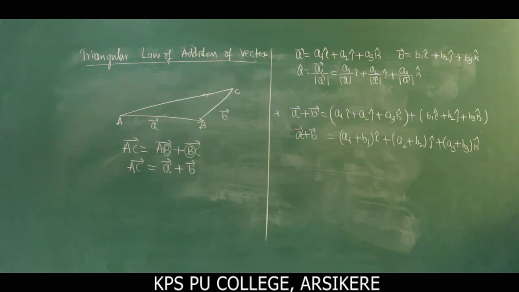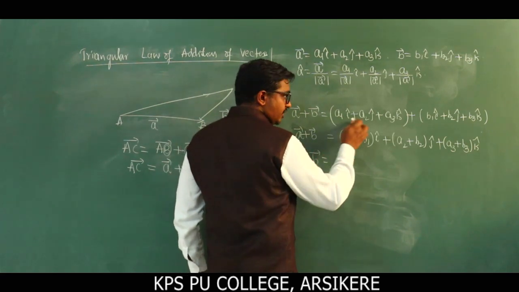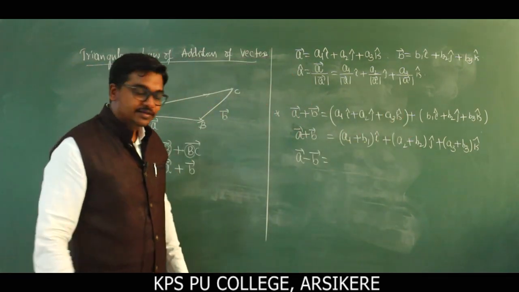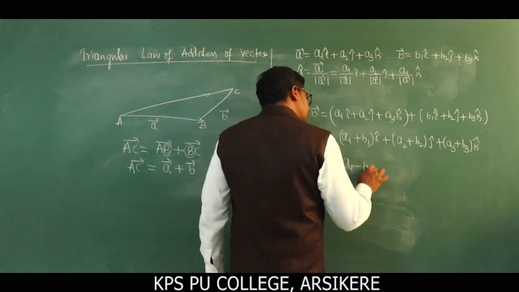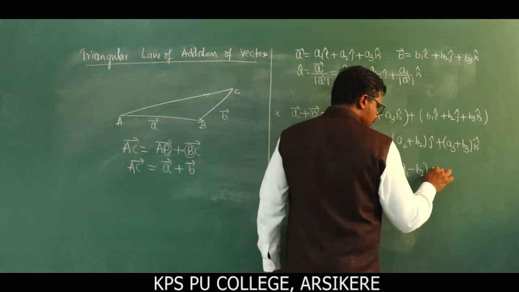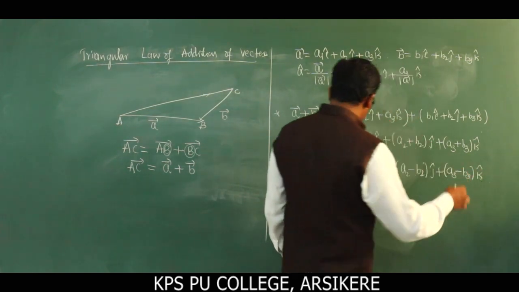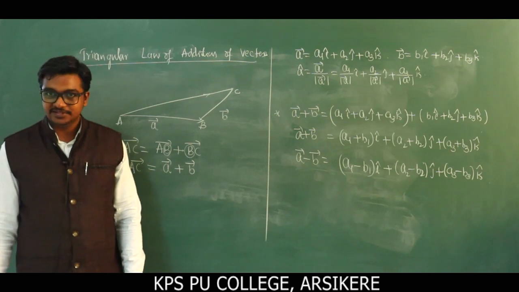Similarly, when we are finding the difference of two vectors, vector A minus vector B, in that case, plus is replaced by minus. So vector A minus vector B is equal to A1 minus B1 into I cap plus A2 minus B2 into J cap plus A3 minus B3 into K cap. So this represents the difference of two vectors.